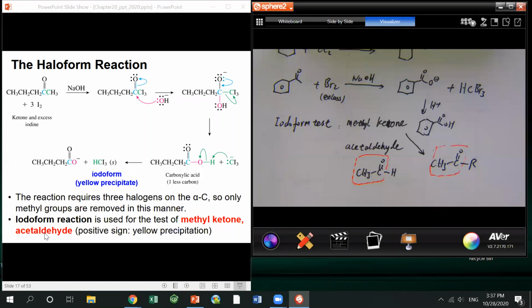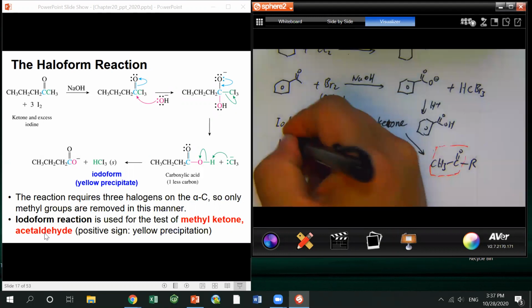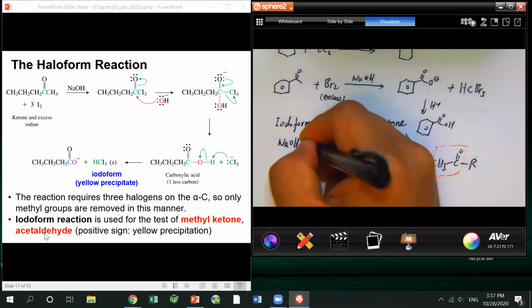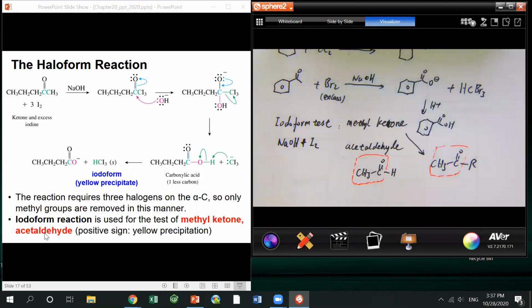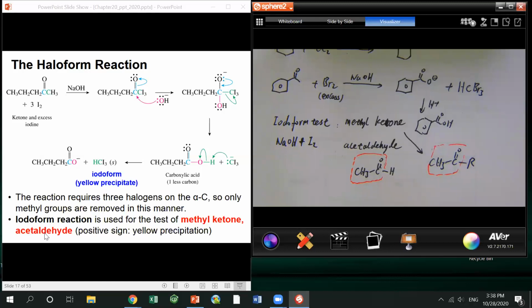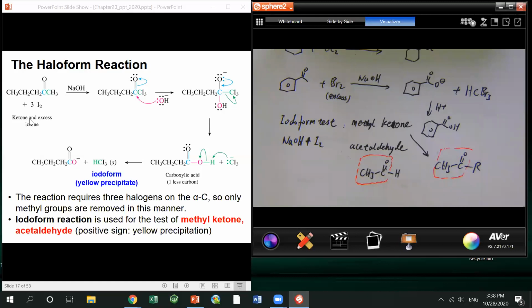yes, a yellow precipitate. And this reaction is pretty easy: you just add sodium hydroxide plus iodine, these two reagents, into your system. If you see a yellow precipitate, that means you have this acetyl group in your molecule. When I was an undergraduate student, I did this test, but nowadays people just use mass spec to figure out what the unknown is.